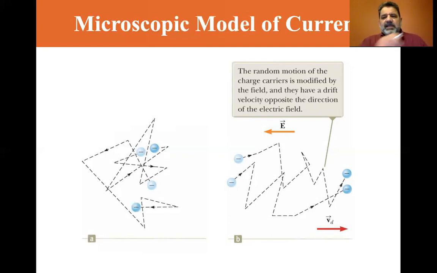Don't think of drift velocity as anything moving at the speed of light. It just kind of moves gradually. But when you have a lot of them moving gradually, that can make for 1 amp of current.